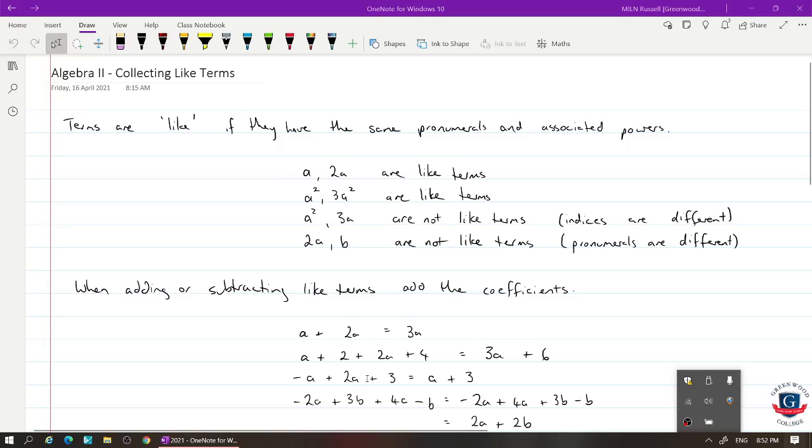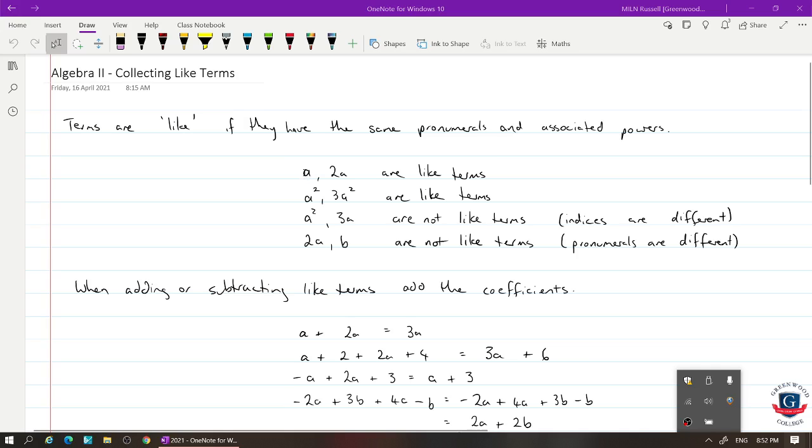The next idea that we have to look at is collecting like terms. Terms are like if they have the same pronumerals and the same index. So we could use A, B, C, D, E, or F, but in this case I've used A, G, H, I, J, K up to Z.